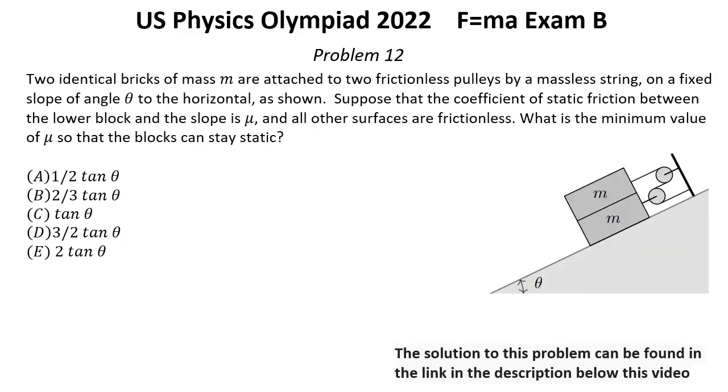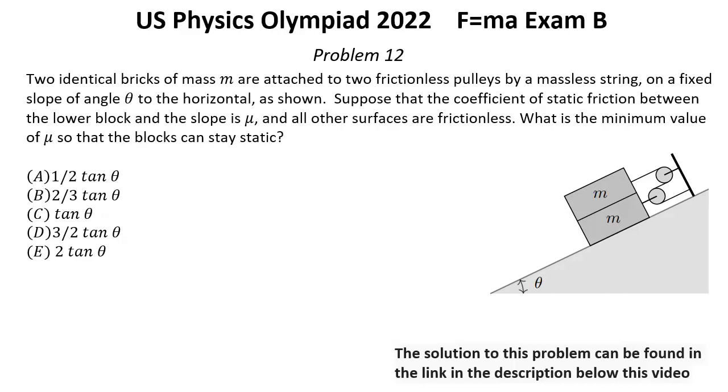Problem number 12. Two identical bricks of mass small m are attached to two frictionless pulleys by a massless string on a fixed slope of angle theta to the horizontal, as shown. Suppose that the coefficient of static friction between the lower block and the slope is μ, and all other surfaces are frictionless. What is the minimum value of μ so that the blocks can stay static?